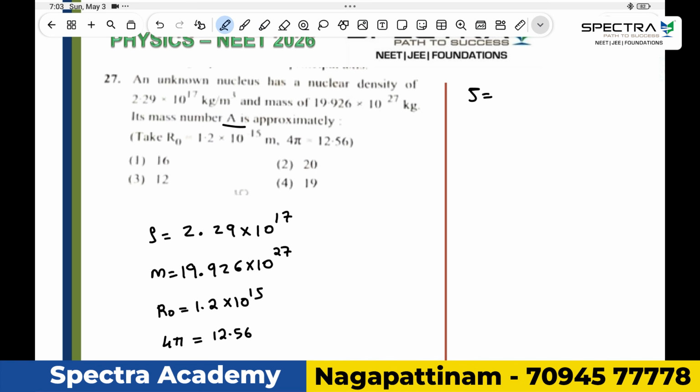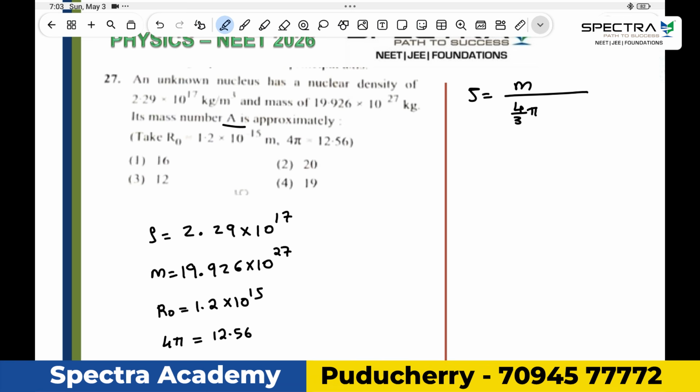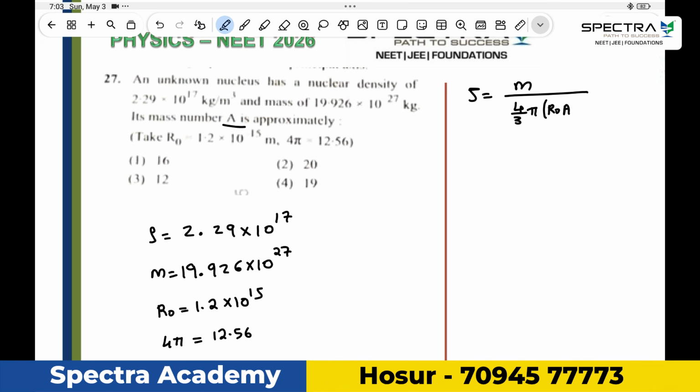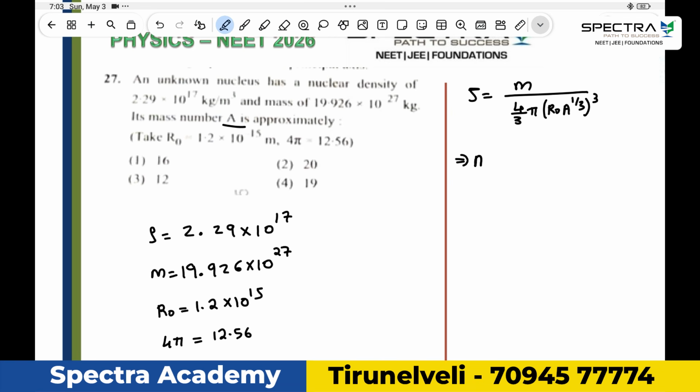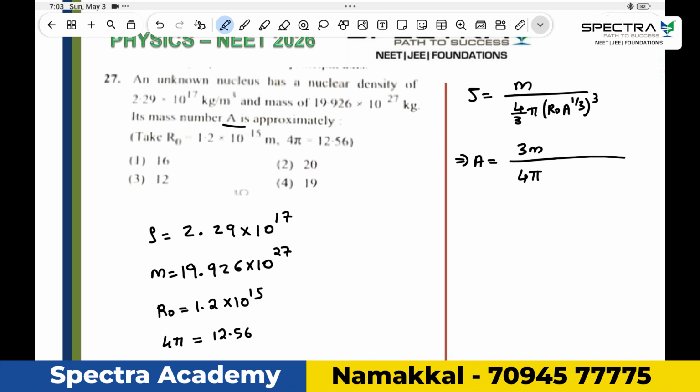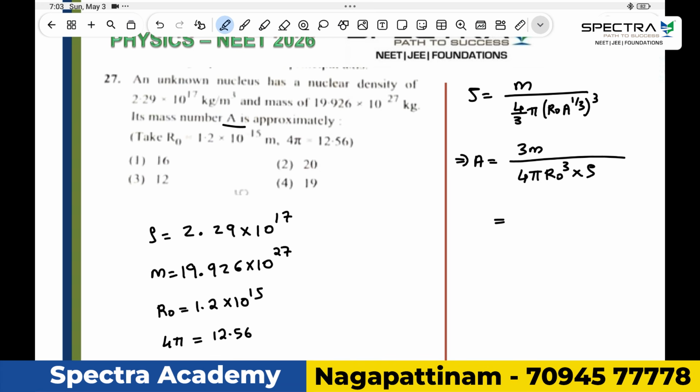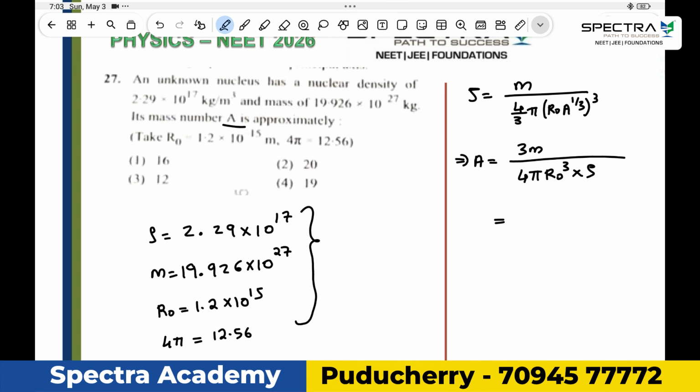You know nuclear density is given by mass by volume. How to write the volume? 4 by 3 pi, R naught A power 1 by 3, whole cube. So from here I can write A is equal to 3m divided by 4 pi R naught cube into density. Make the substitution; the values are given. Your answer will be option 3, that is 12.